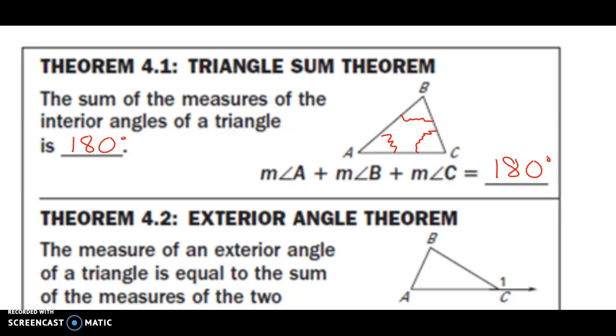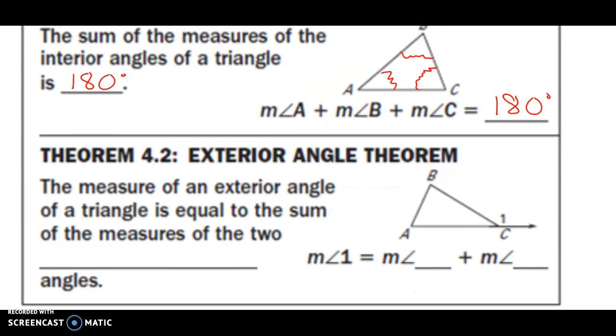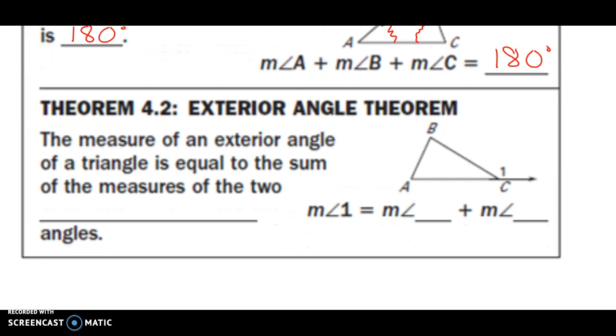Always, no matter what type of triangle it is. That is called our triangle sum theorem. Easy to remember. Sum, add up. Okay, that's what we just proved with our pieces of paper. So now we have another theorem. It's very similar. It's kind of like the activity we just did. And it's called our exterior angle theorem.